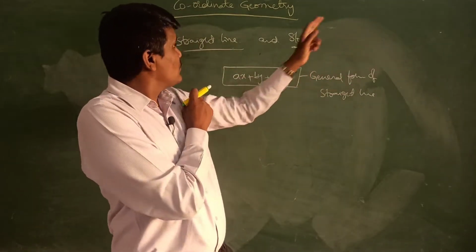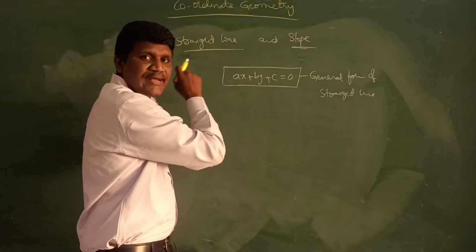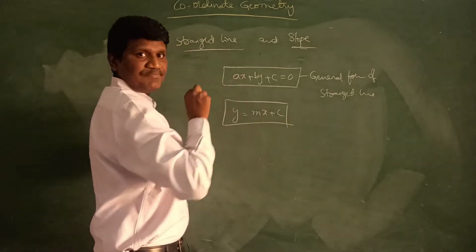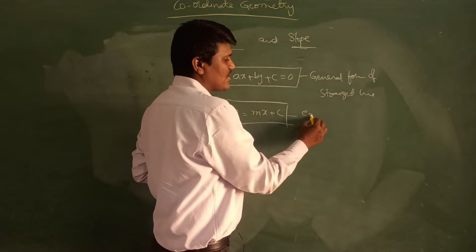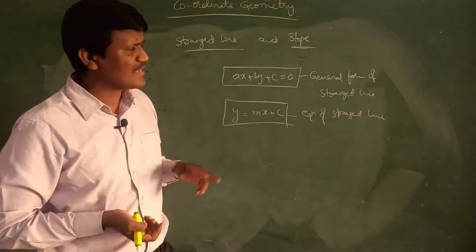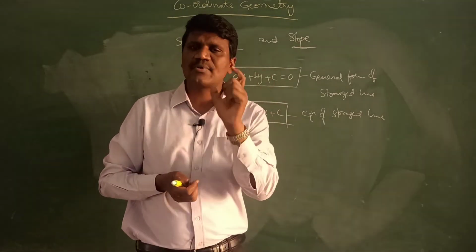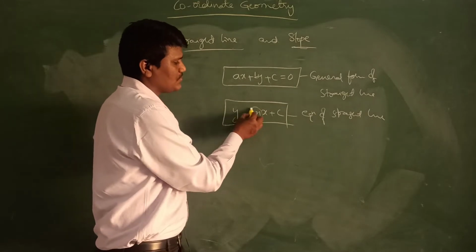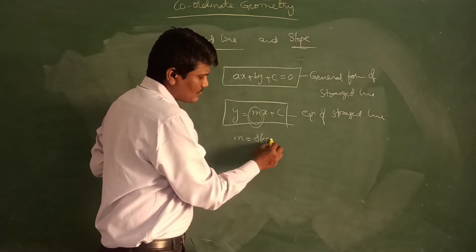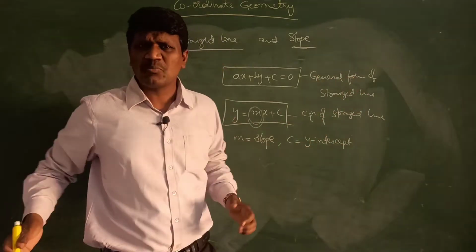Now, what is the slope? Before going to slope, we take another form of a straight line, which is y is equal to mx plus c. This is also most important. y is equal to mx plus c is also an equation of a straight line. There can be many forms of the equation of a straight line. This is the general form, and this is the slope intercept form. Here, m is the slope and c is the y-intercept.